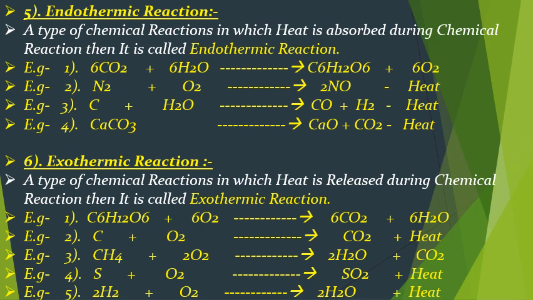Exothermic reaction: a type of chemical reaction in which heat is released during the chemical reaction is called an exothermic reaction. Just like in aerobic respiration in our body cells, there is a breakdown of the glucose molecule in the presence of oxygen. That means oxygen breaks glucose into carbon dioxide and H2O. Similarly, if we burn carbon in the presence of oxygen, it gives CO2 plus heat.